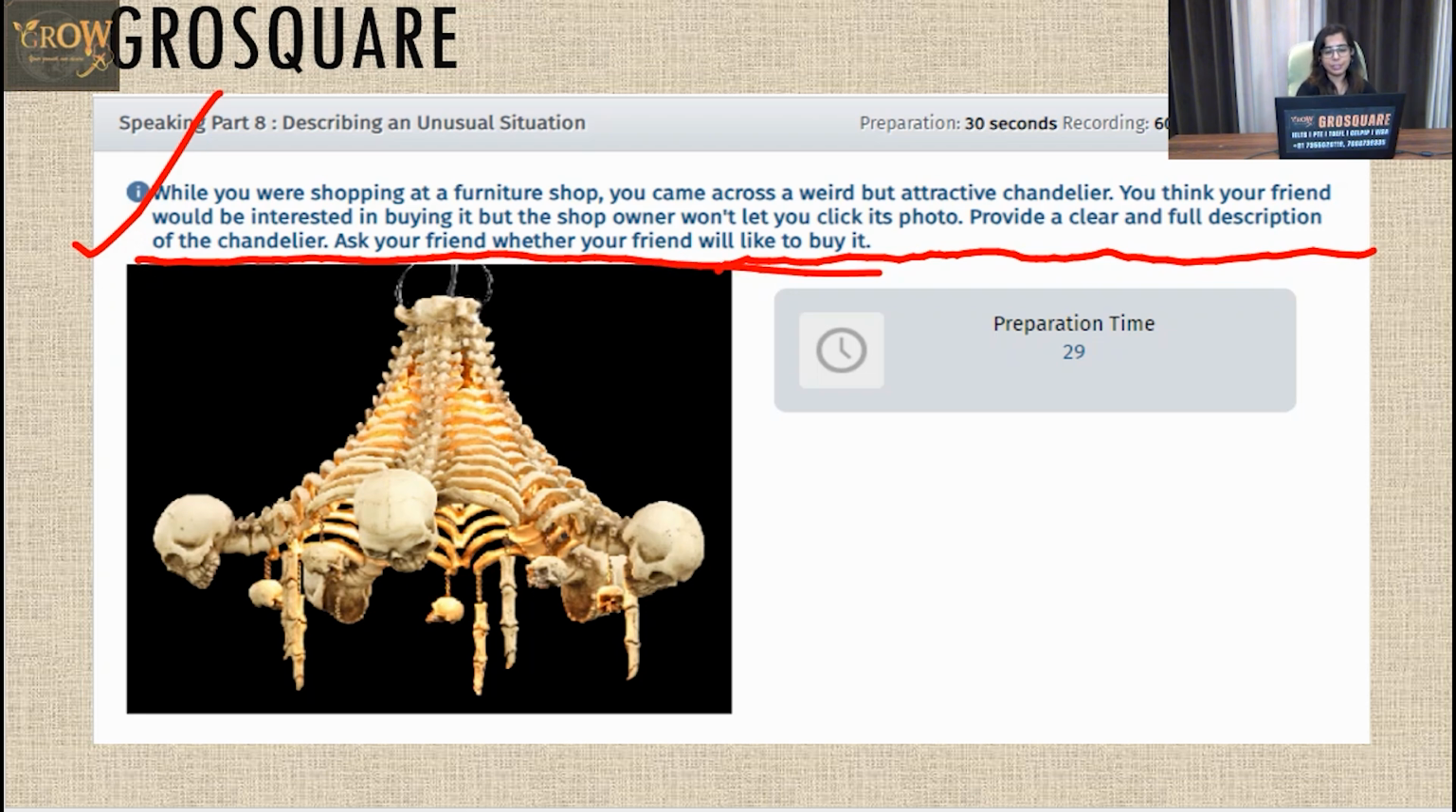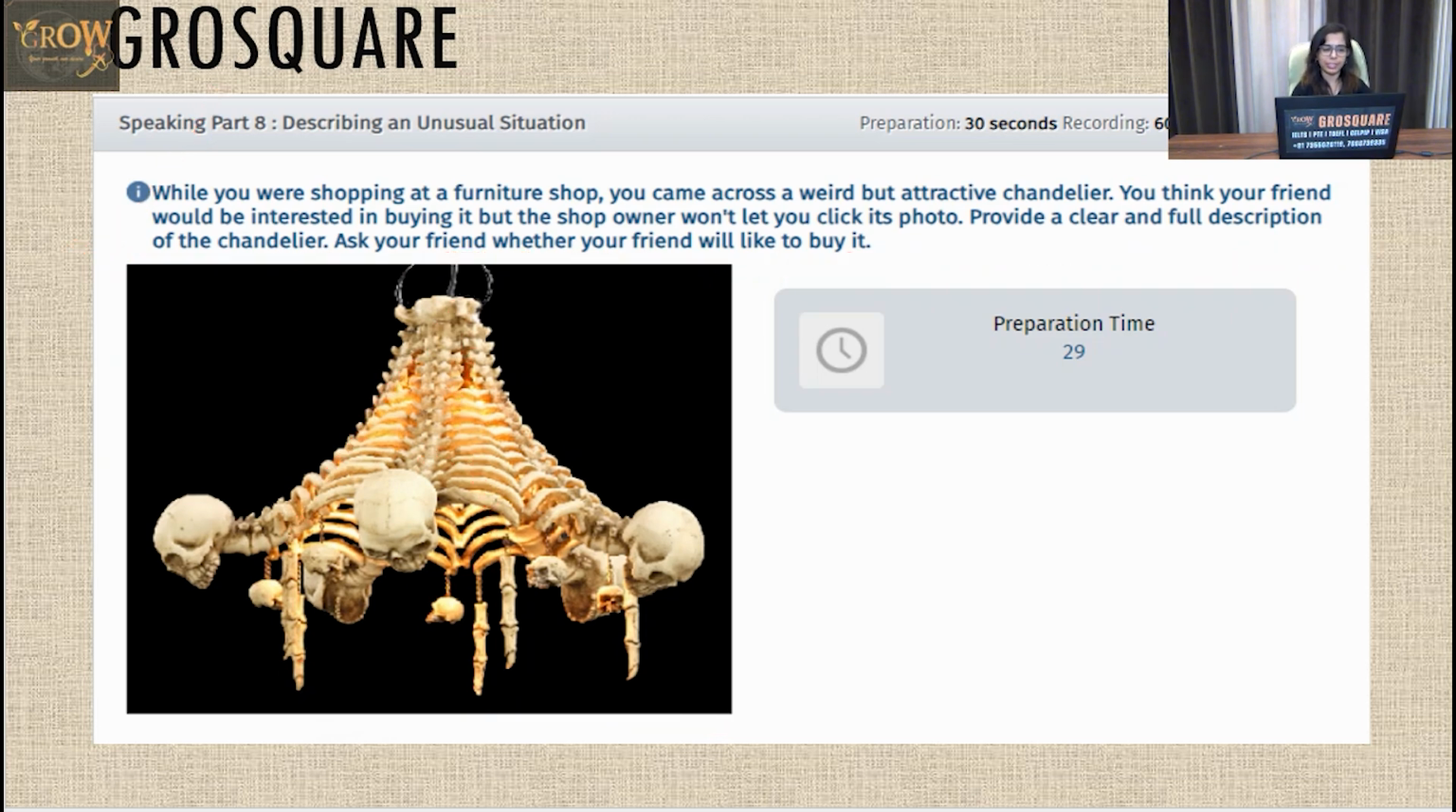Now why it is different, you can see that it is made of bones, right? Usually chandeliers are used to light up our houses, right? Which in Hindi we can say jhoomar, right? And this is made up of bones, so this is different. There are skulls we can see, right? And there would be unusual situations like this that we need to describe.